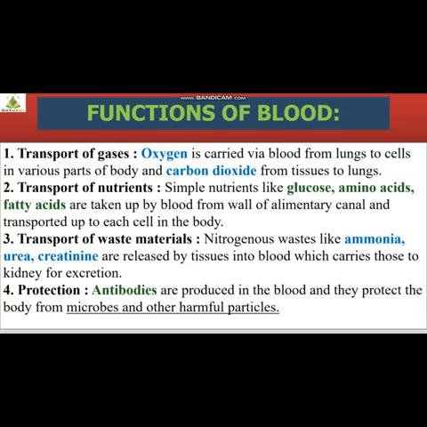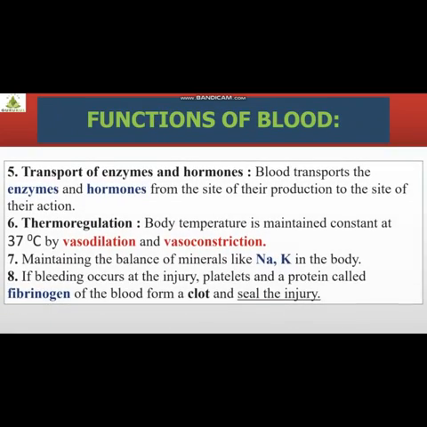Okay, let us see the fourth one, protection. Antibodies are produced in the blood and they protect the body from microbes and other harmful particles. Antibodies are proteins produced in the blood. They protect our body, like WBCs, from different microbes and other harmful particles. So antibodies are directly involved in the protection function. Now let us see the fifth, sixth, seventh and eighth points.